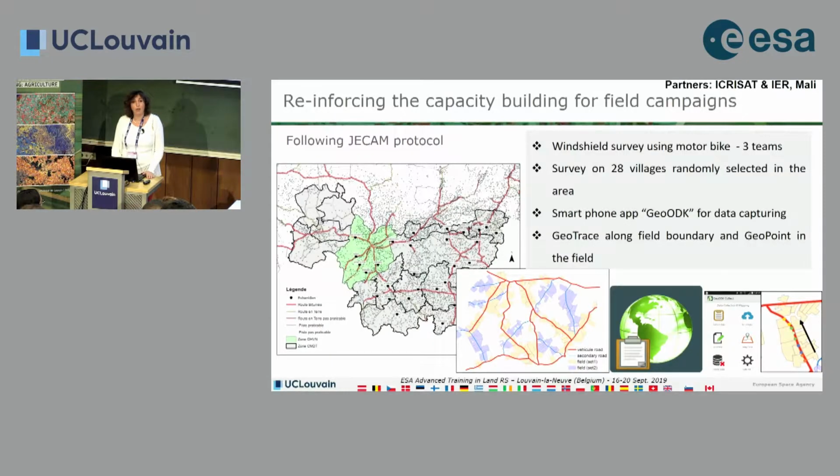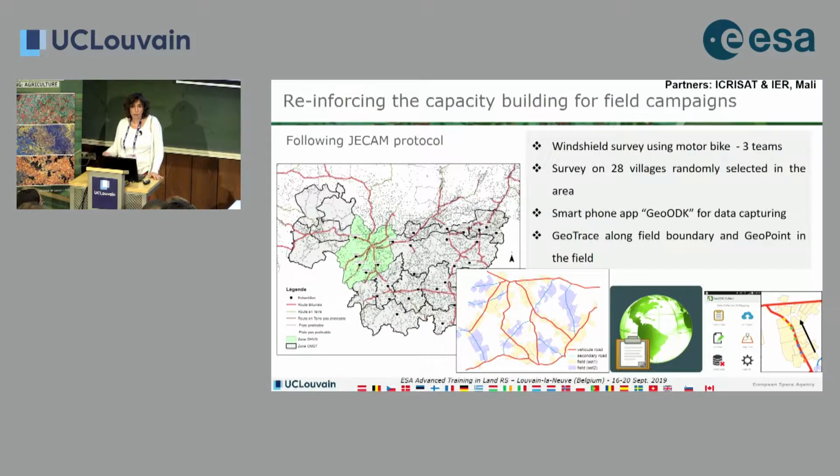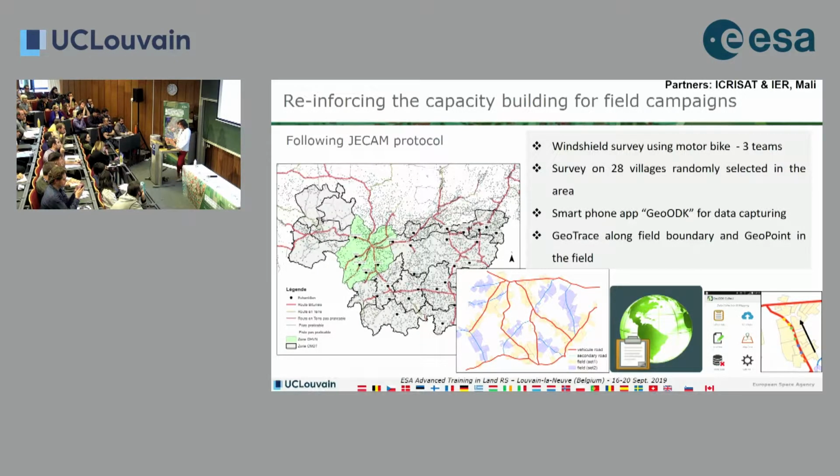And then we worked a lot on capacity building for the field campaign, because what was missing was the data set. So we followed the JECAM protocol, a windshield survey using motorbikes. They visited 28 villages, and they collected the information about crop type using an application called GeoODK. Maybe you know it.